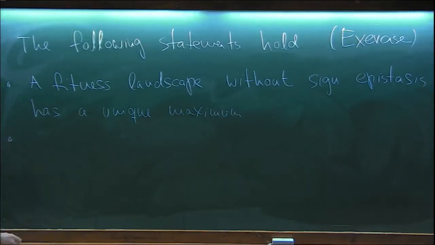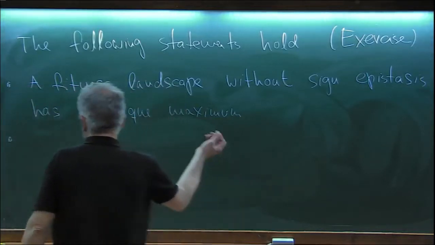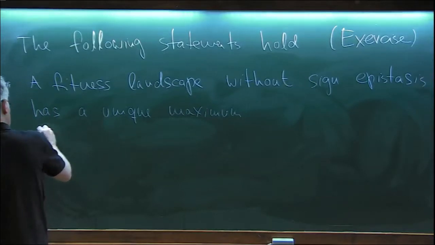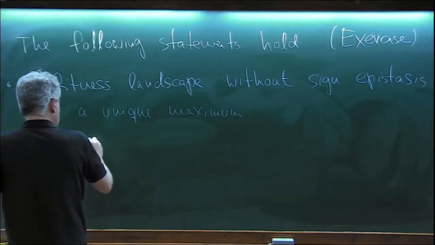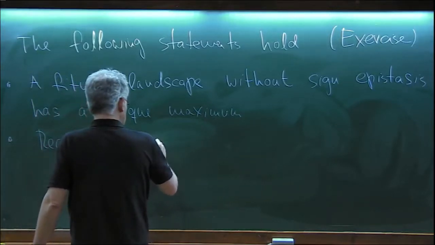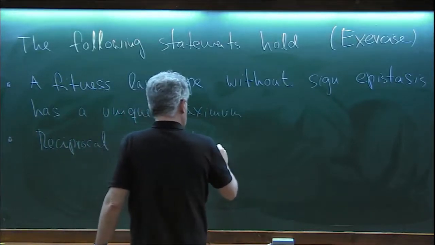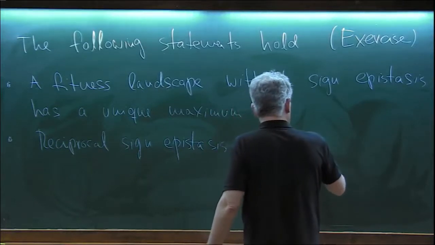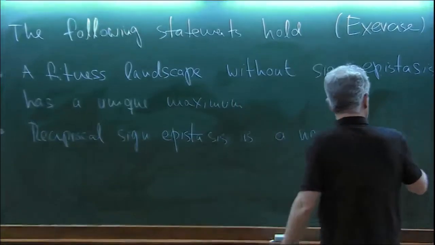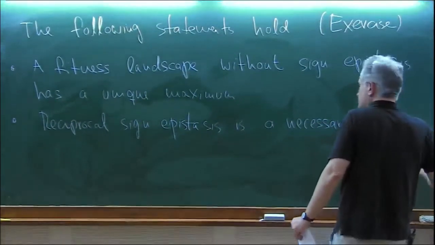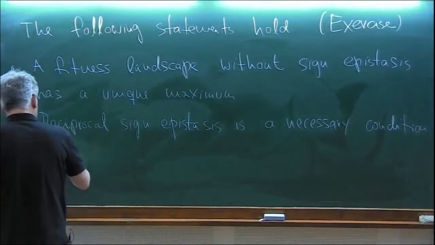And in fact, finding a local condition that guarantees that you will have more than one maximum is not trivial. So nothing very simple has been found. But what one can say is that a necessary condition for having more than one maximum is that there should be reciprocal sign epistasis. So you remember reciprocal sign epistasis. I'll draw a picture about that in a moment. Let me just put the statement here. So reciprocal sign epistasis is a necessary condition for multiple peaks.